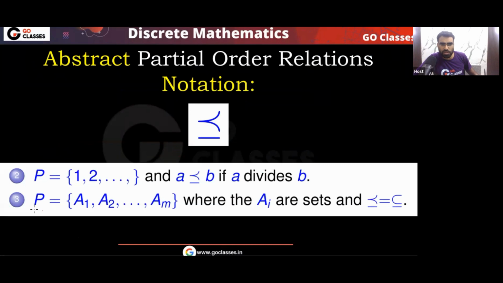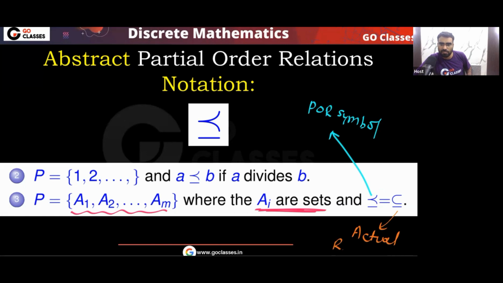For example, if this is your base set, and in your base set every element is a set, then you can see the partial order relation is subset. Yes or no? Is this clear? Please tell me. So remember, this is just a symbol for partial order relation. But actually, what is the relation? The actual relation is this subset. Okay, very simple point.